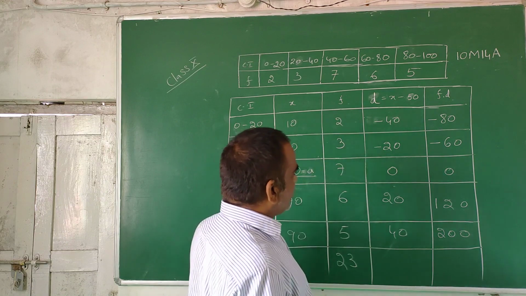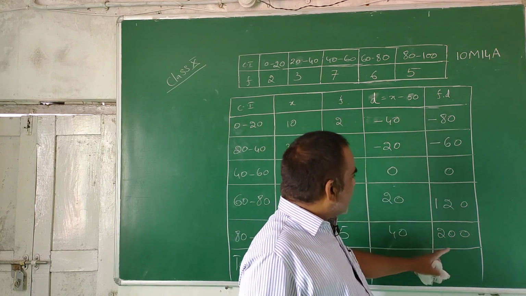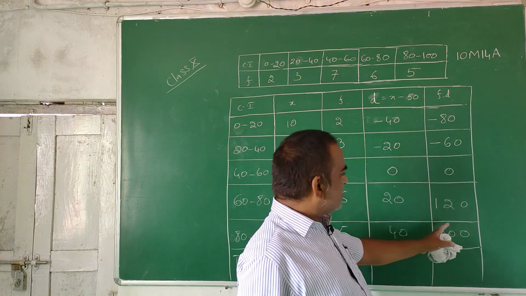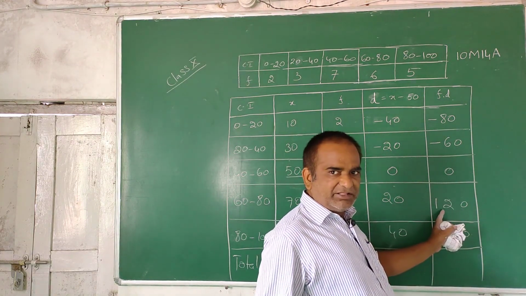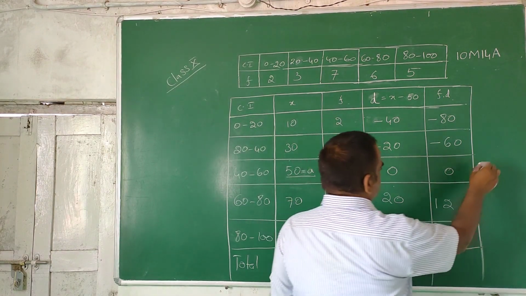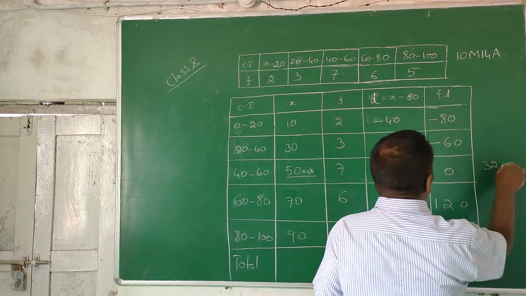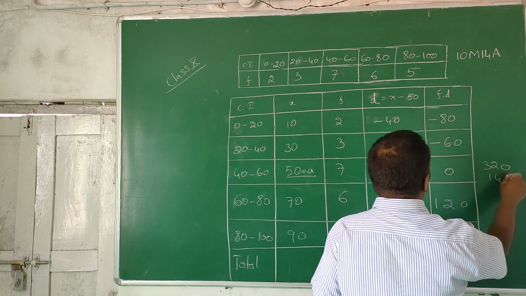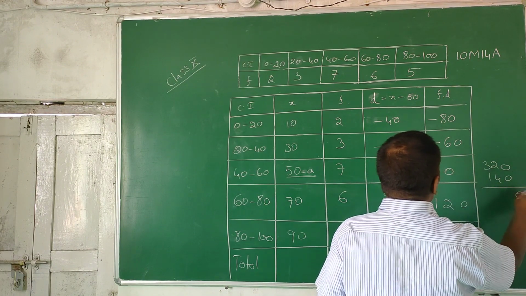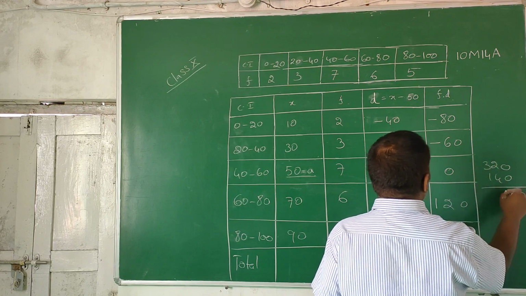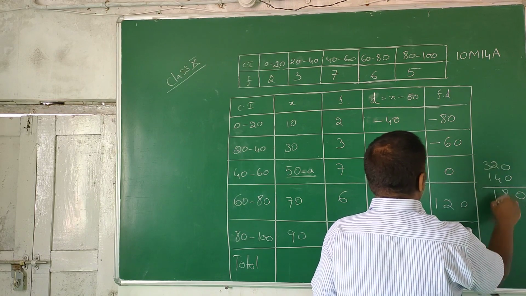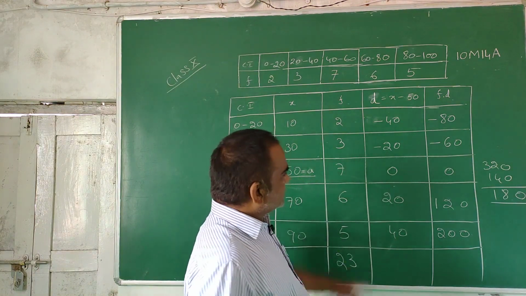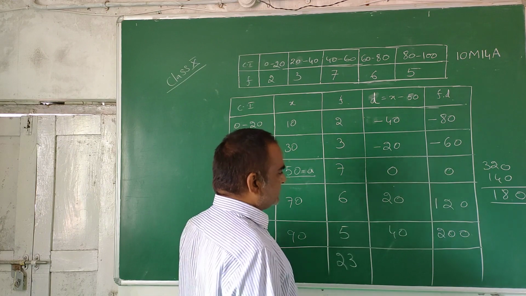Right? These are to be added and these are also to be added. So 200 plus 120, 320. From this you have to subtract 140. So the total sum is 180. Did you understand?